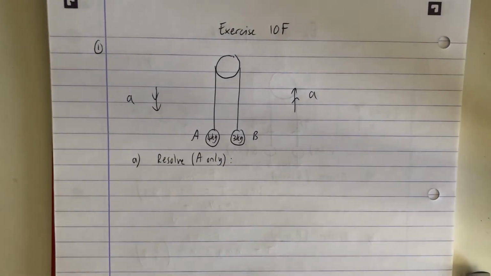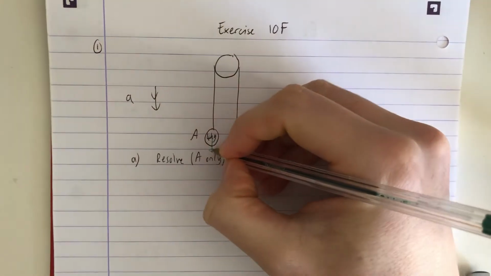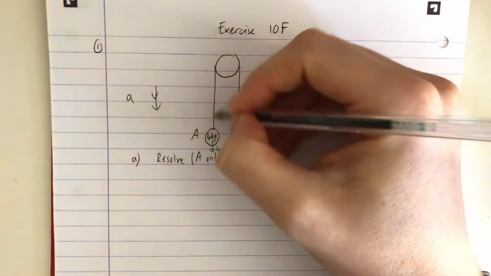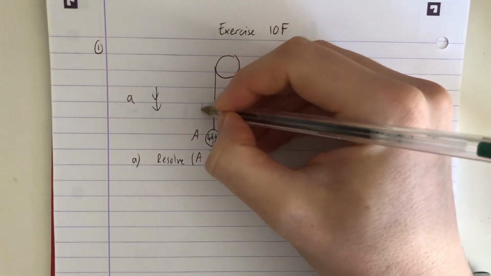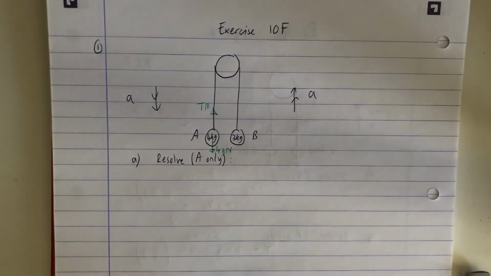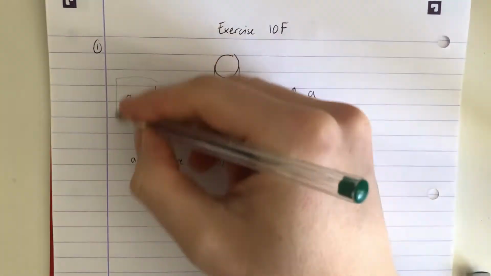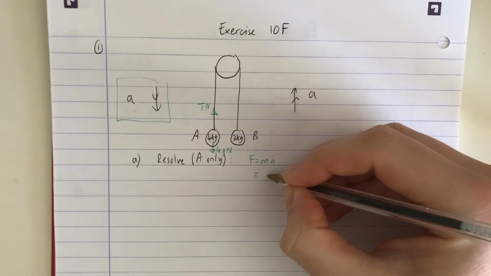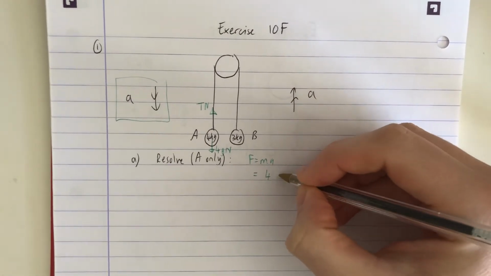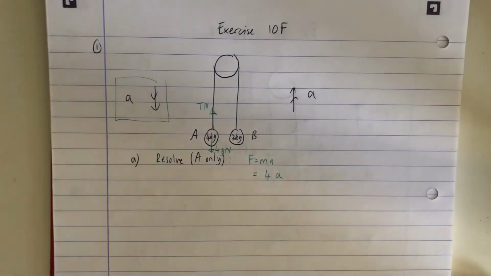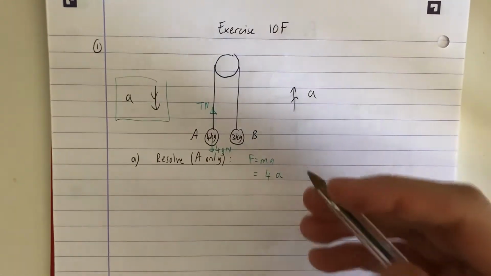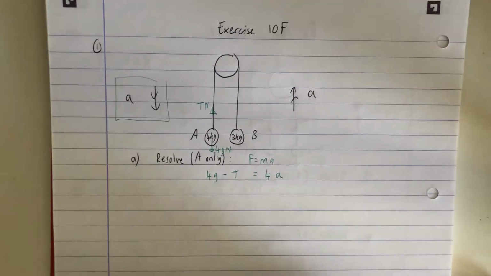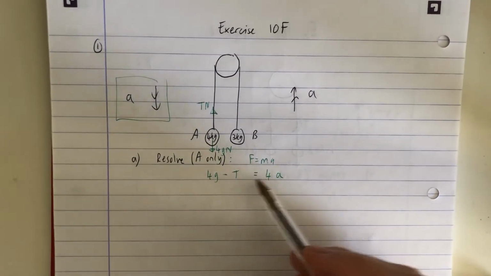The forces acting on A: it has a weight, 4g newtons. It's attached to a string, so there's going to be a tension, T newtons. It's accelerating, so F equals ma. The mass of the object is 4, the acceleration of the object is a. Forces going with the motion, subtract the forces going against the motion, you get this equation: 4g subtract T equals 4a.